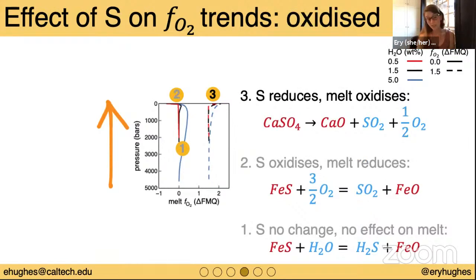And then if we look in the oxidized case, we see that at low pressures, we get oxidation of the melt. And this is because now our melt is dominated by sulfate, so S6+, and our gas is still dominated by sulfur dioxide, so S4+. So we've had a reduction in the sulfur and the melt is oxidizing to compensate.